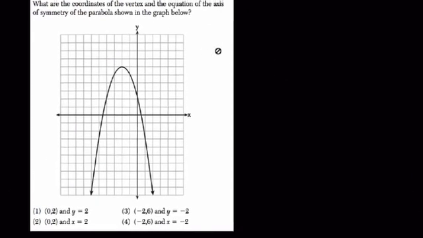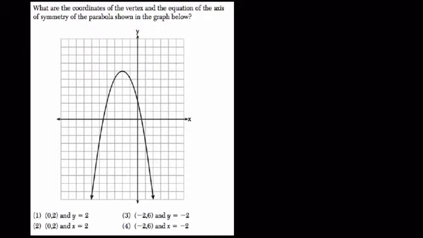Here they want to know what is the coordinate for the vertex. So the vertex is the maximum or minimum point. It's negative 2, and then up 6. So negative 2, 6. And the axis of symmetry is a vertical line, right, that cuts your parabola in half right here. And that's the line x equals negative 2. So we have the point negative 2, 6, and the axis of symmetry x equals negative 2. Choice 4.